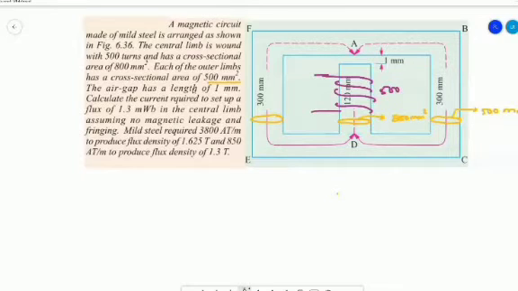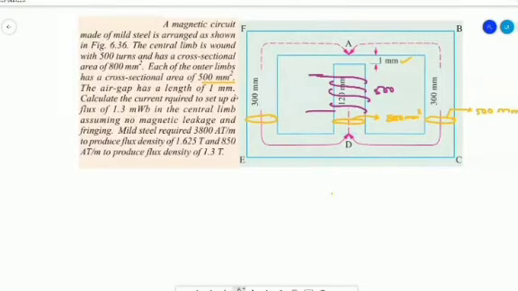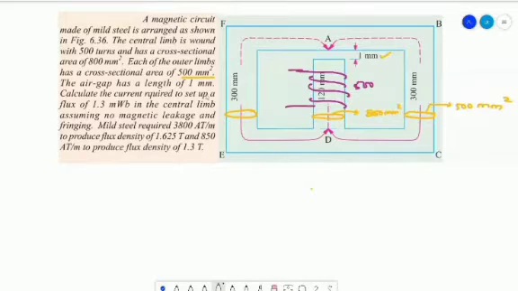And the air gap, it has a length of how much? 1 mm. It is marked here. Air gap has a length of 1 mm. And calculate the current required to set up a flux of 1.3 milliweber in the central limb. Okay, so here this current I need to be determined. Okay, so this current I must be capable of setting up a flux of 1.3 milliweber in the central limb.